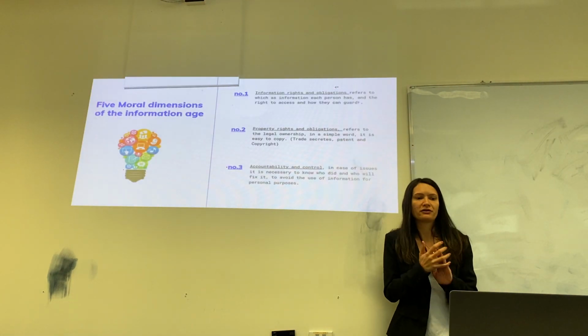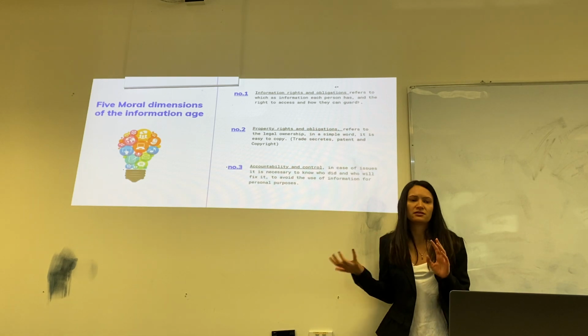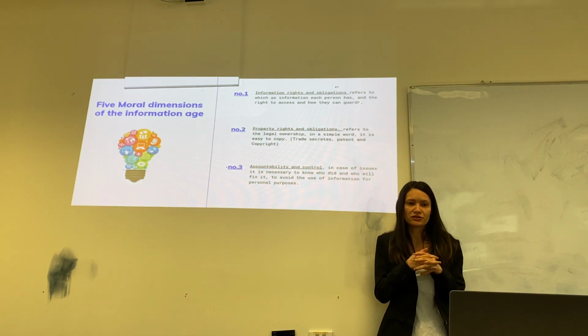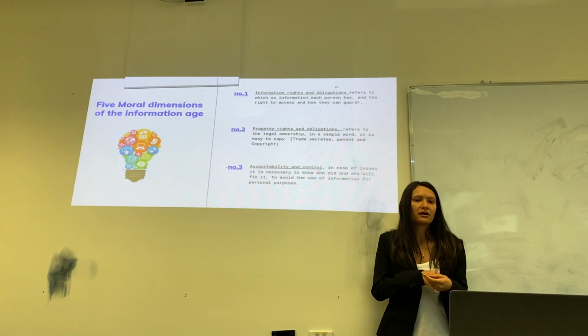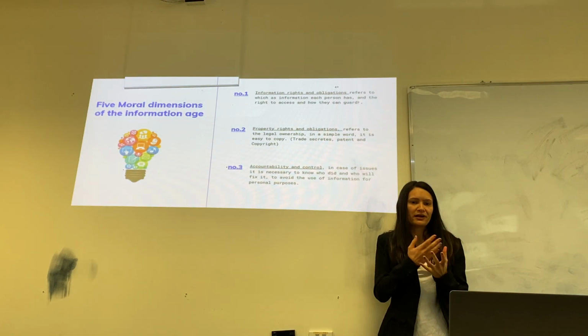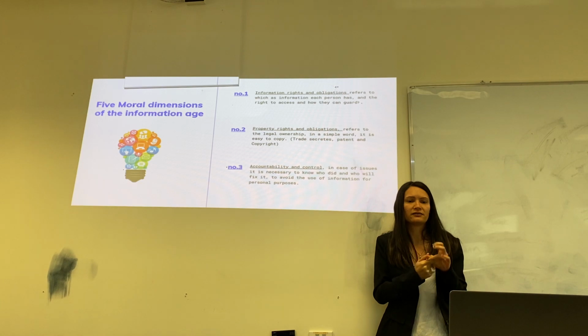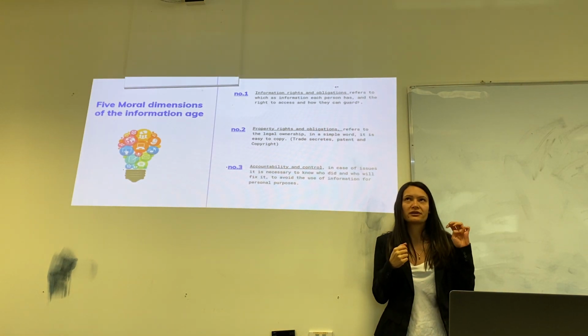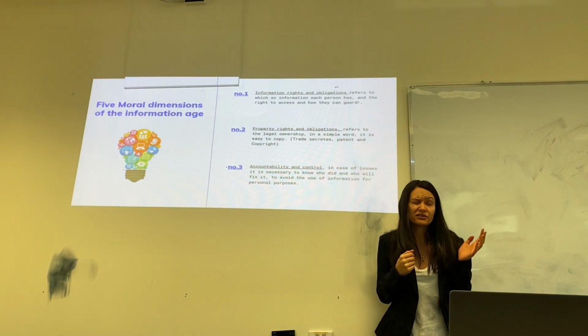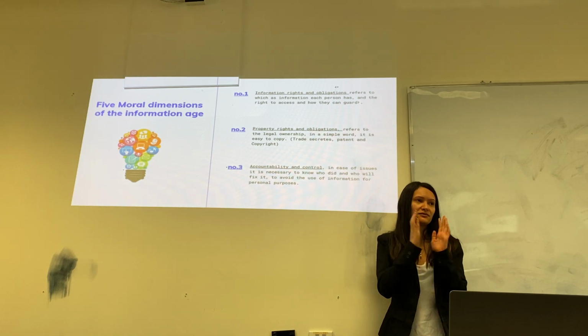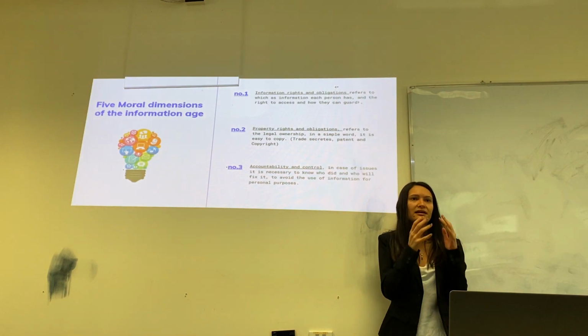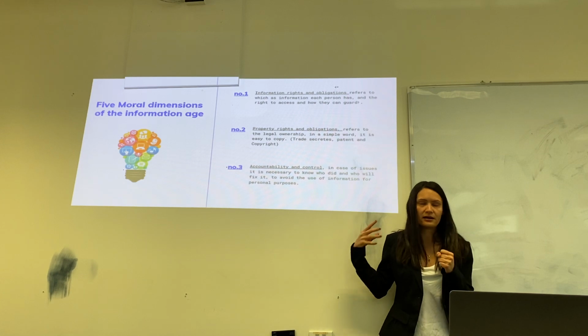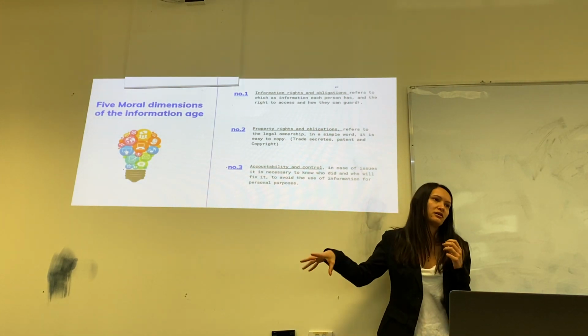There are five moral dimensions in the information age. The first one is information rights and obligations. It refers to the information that each person has access to and how they can guard it. For example, I'm working in AR, and I have just a few things that I can access. Others I'm not allowed to access. For example, the stores' things, I don't have access to it.